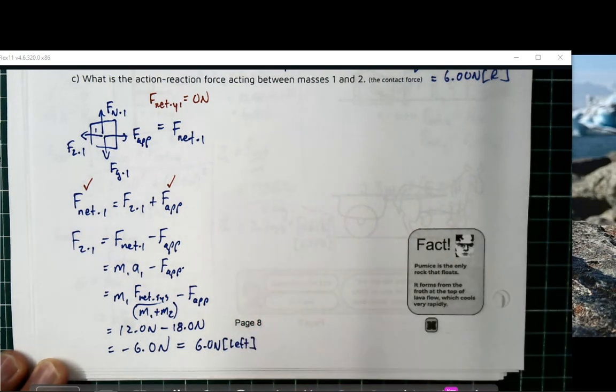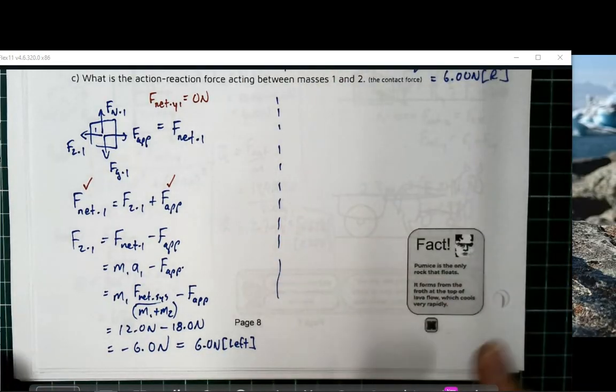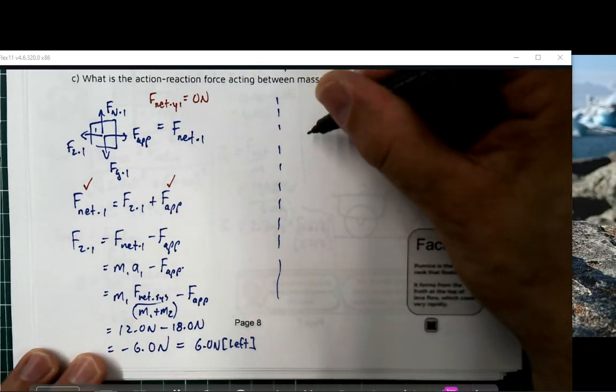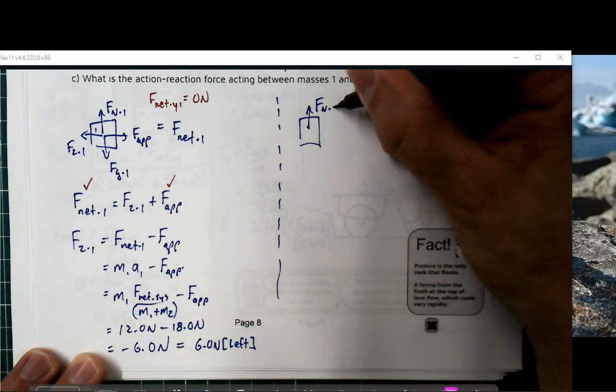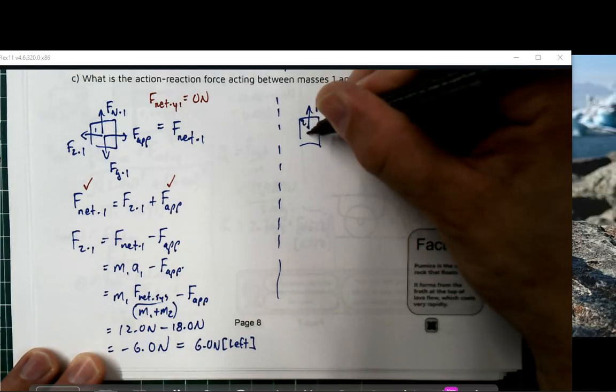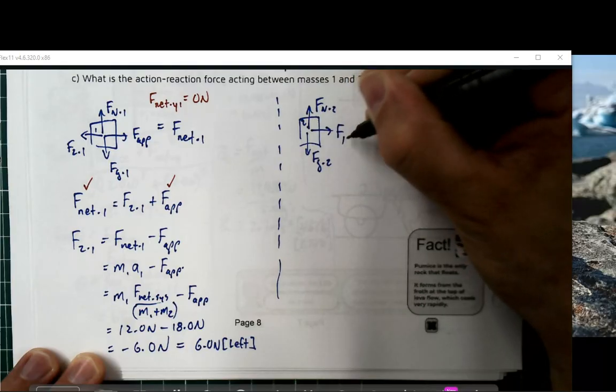Fine. But then I say, well, wait a minute. That's what I got for force of 2 acting on 1. What about force of 1 acting on 2? If Newton's third law holds up, shouldn't they be equal but opposite? So we can play that game. Let's talk about the free body diagram for object 2. Force of normal acting on 2. This is object 2. Force of gravity acting down on 2. Force of 1 acting over on 2.